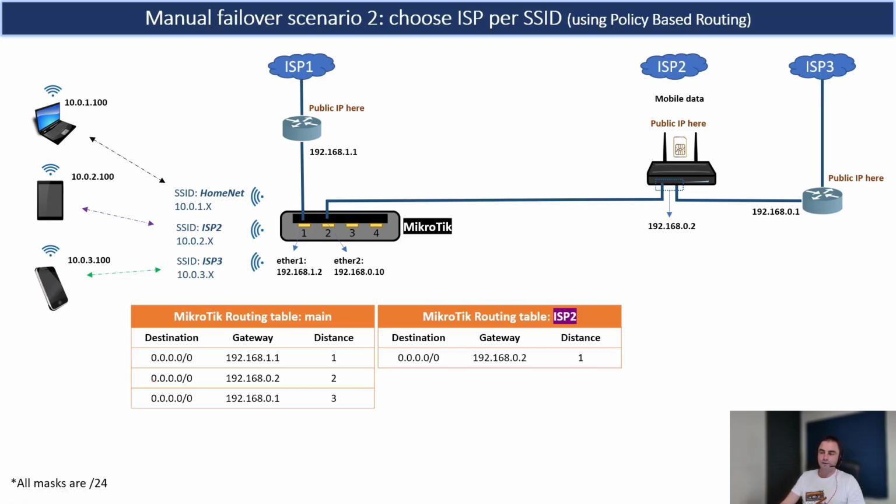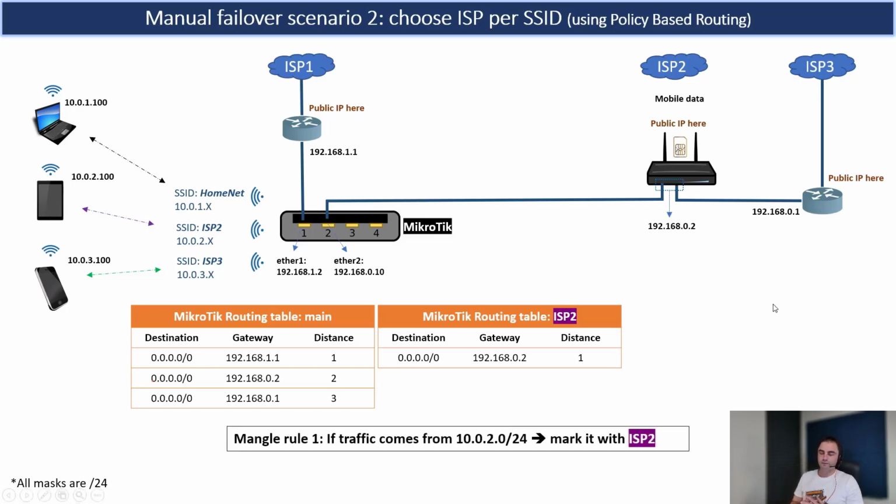And this something is actually you have to mark your traffic. You have to put a label to your traffic, and this label should be ISP2. This is quite easily done with the so-called Mangle rules. They are in the IP firewall section of the MikroTik.